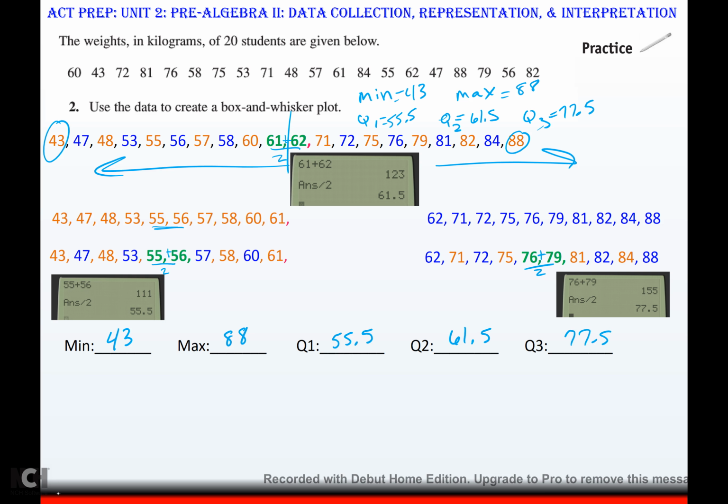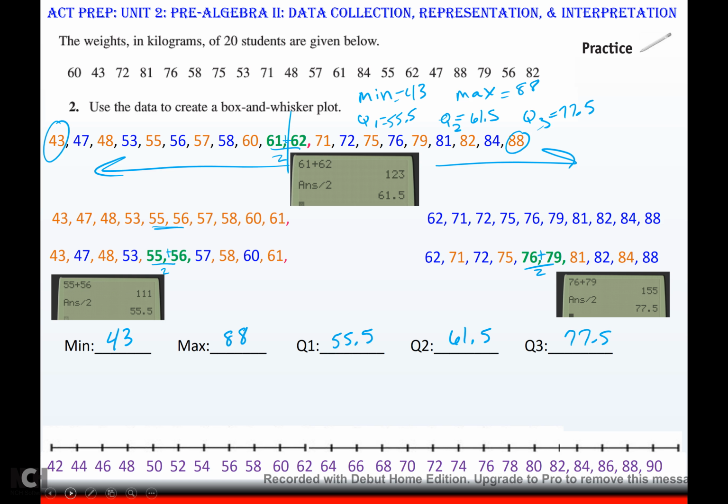So now we're going to draw our box and whisker plot. So I make a number line, and you plot these points. 43 is about right there. I do my min and my max. 88 is about right there.